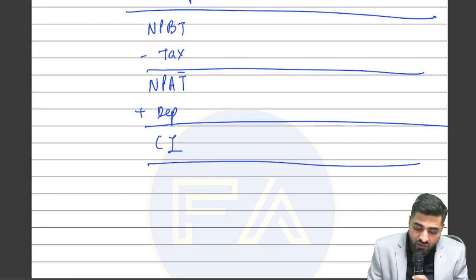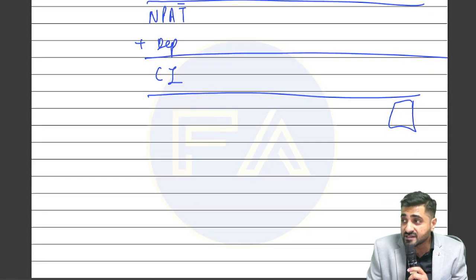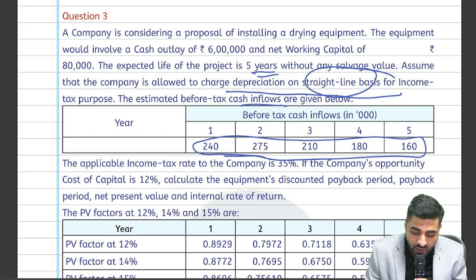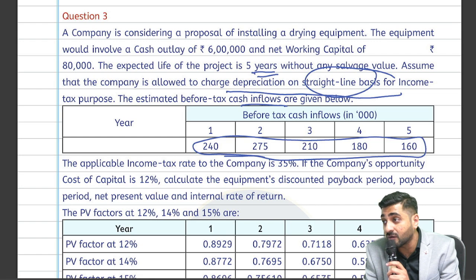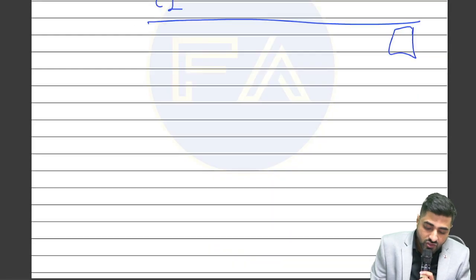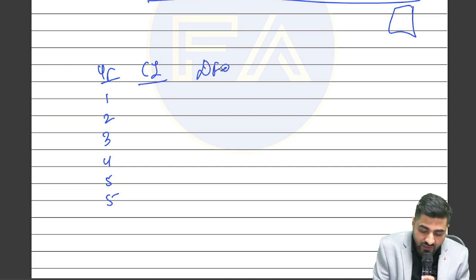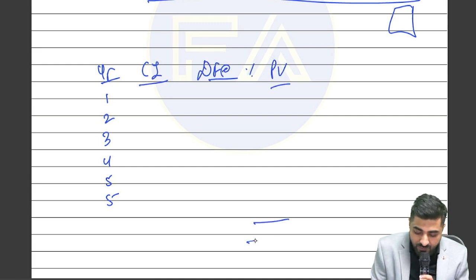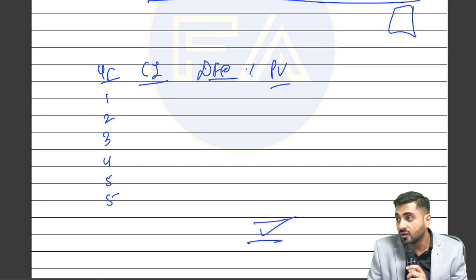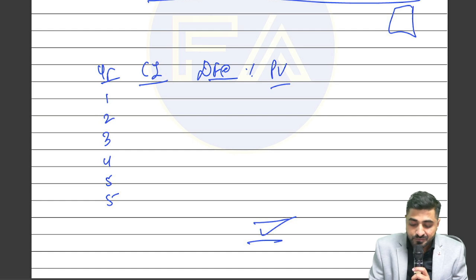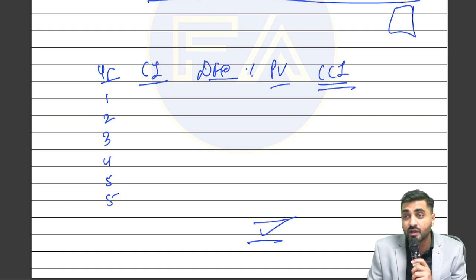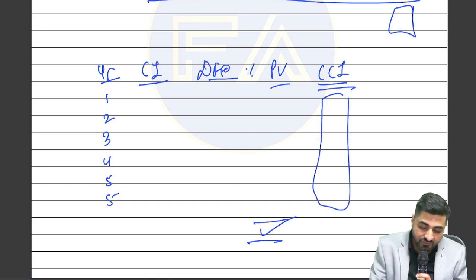And then at the end of the 5th year, don't forget, is there any salvage? Just check, is there any salvage? No. But will there be any recovery of working capital? Yes, sir. So then you will take years 1, 2, 3, 4, 5 and we'll have the cash inflows. We'll be discounting that, and then we'll get the present value. Once we get the present value, we can use the cumulative cash inflow method to calculate the discounted payback period. That's what they have asked in the first part of the question.